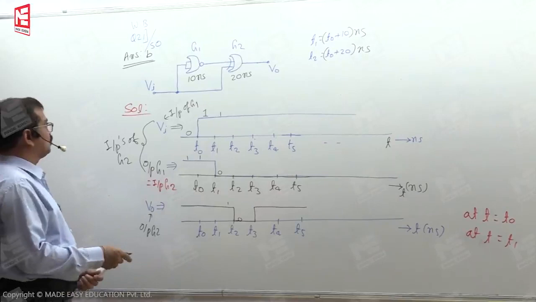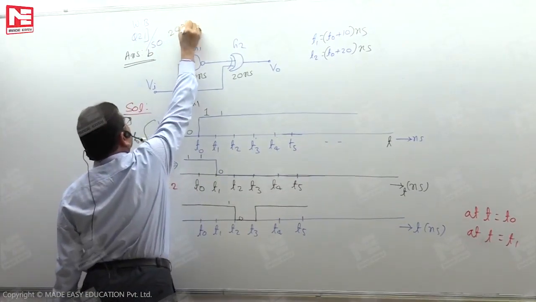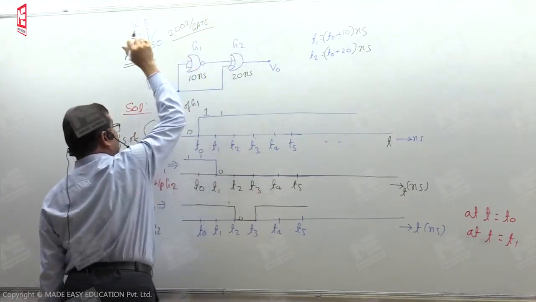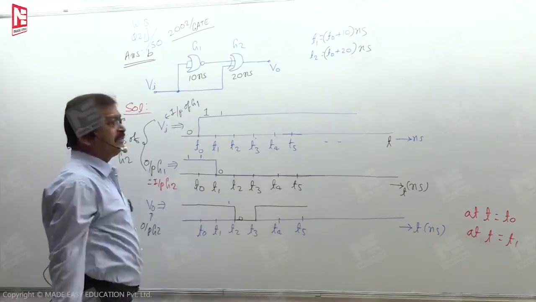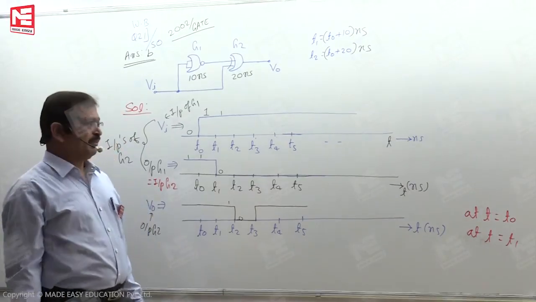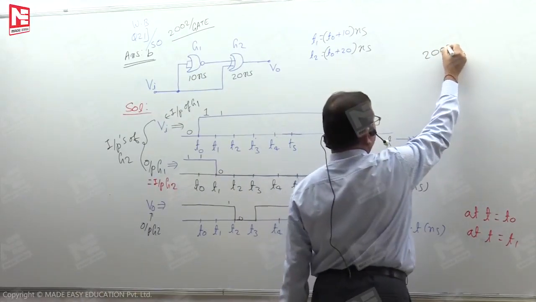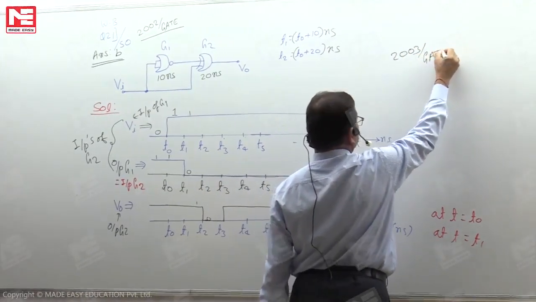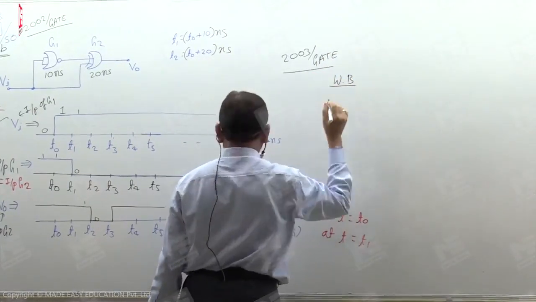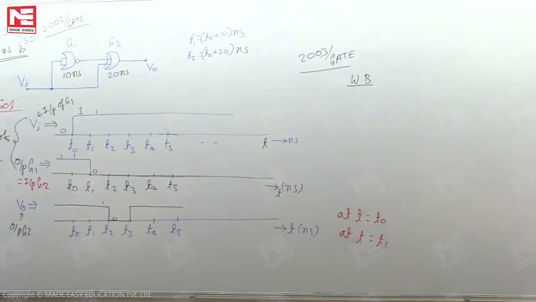In fact, it was a question in the 2002 GATE paper. For 2 marks, it was a question in the EC paper. A similar question was asked in the 2003 GATE CS paper. This question is given in the workbook. To try yourself, I am mentioning the question number. Question number is 20, sorry.